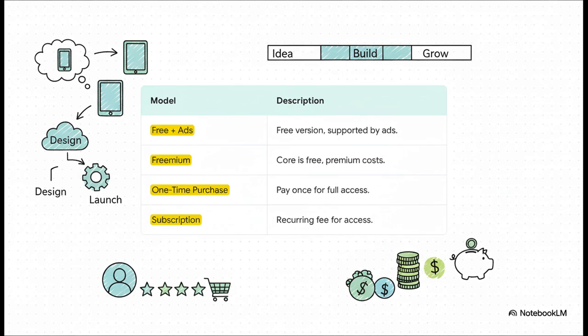You could go with free plus ads. The app is totally free, which gets you the most users, and you make money from ads. Or there's freemium, where the basic stuff is free, but people pay for premium features. A one-time purchase is simple and straightforward. And a subscription model is fantastic if you're going to be adding new content all the time.